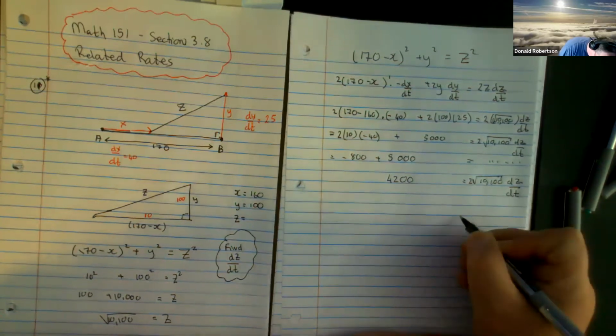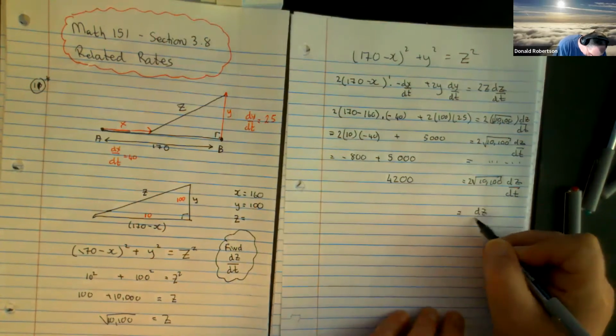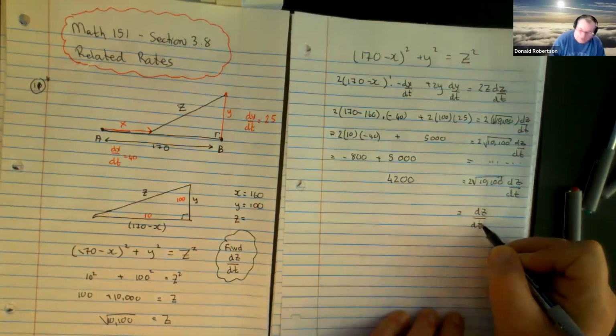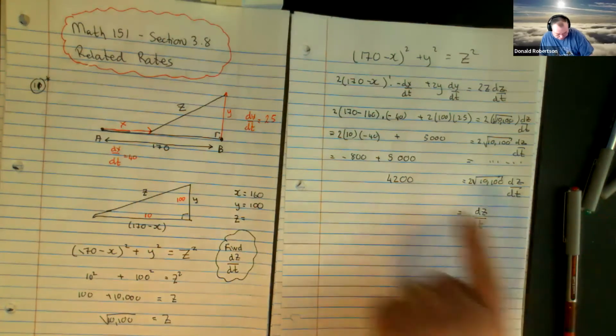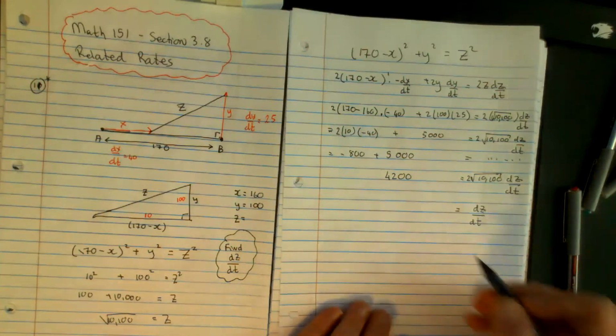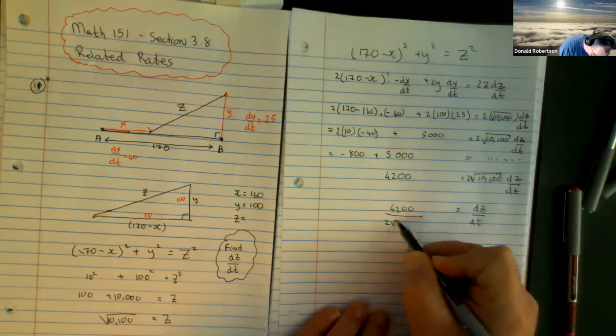Because that stuff. Okay, what do I do to both sides to find dz by dt? That's where we are right now. What do I do to both sides? Divide by 2 square root 10,100. Well, that stuff, agreed.